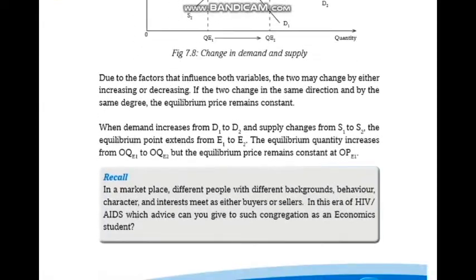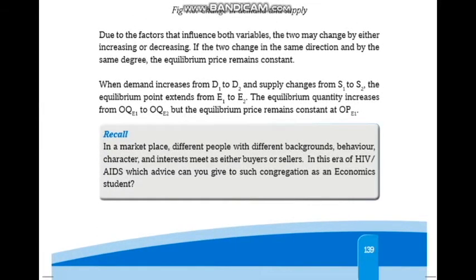Due to the factors that influence both variables, those factors that we have seen, the increase in demand and decrease in demand, increase in supply and decrease in supply, the factors that lead those both to change, the two may change by either increasing or decreasing. If the two change in the same direction and by the same degree, the equilibrium price remains constant.